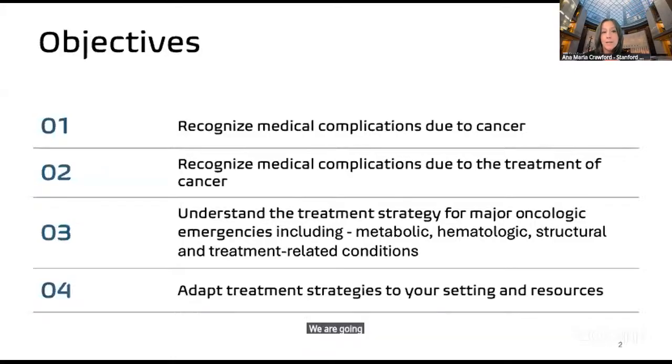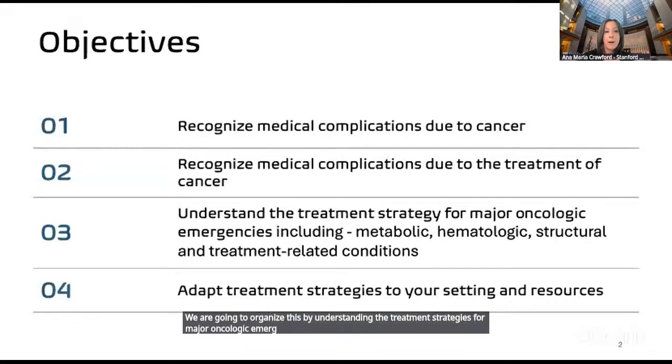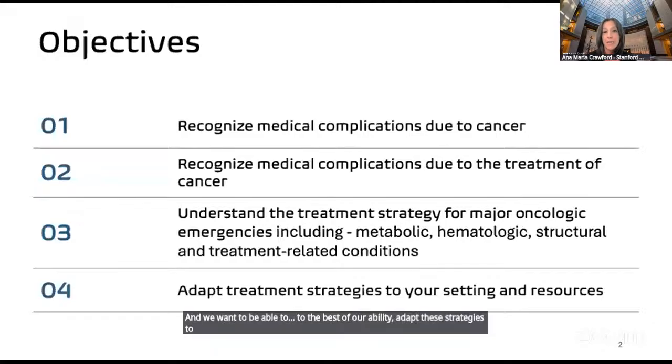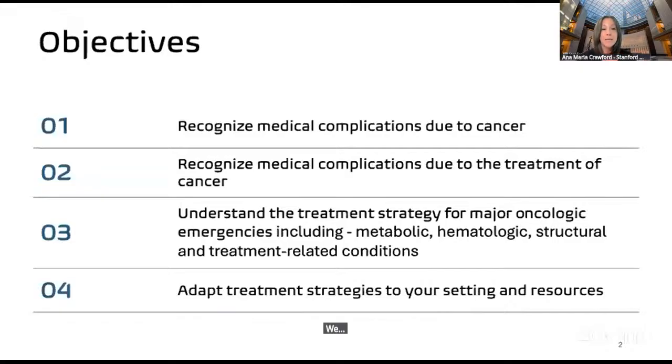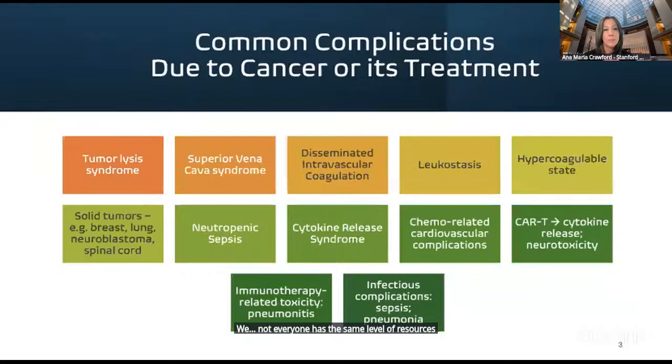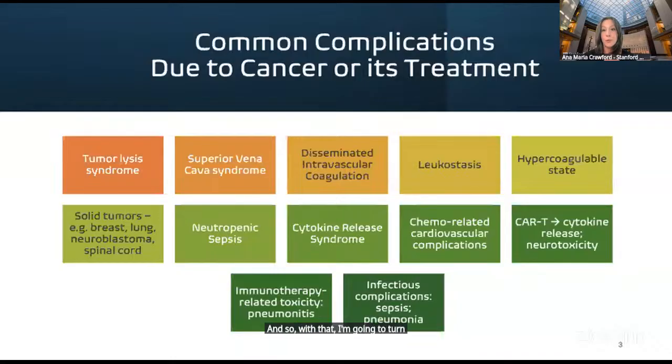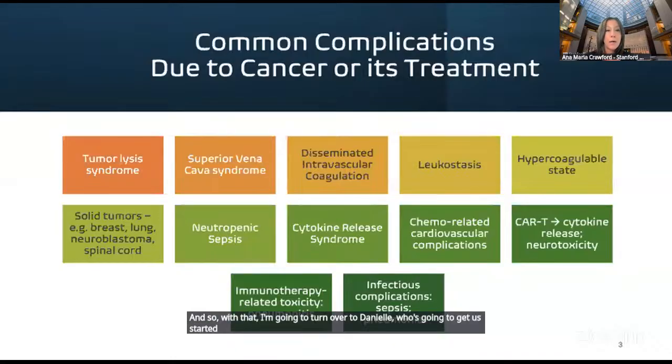We are going to organize this by understanding the treatment strategies for major oncologic emergencies, including the metabolic, hematologic, structural, and treatment-related complications. And we want to, to the best of our ability, adapt these strategies to your settings and your level of resources. We recognize that not everyone has the same level of resources or access to some of these things. And so with that, I'm going to turn over to Danielle, who's going to get us started on common complications due to cancer or its treatment.